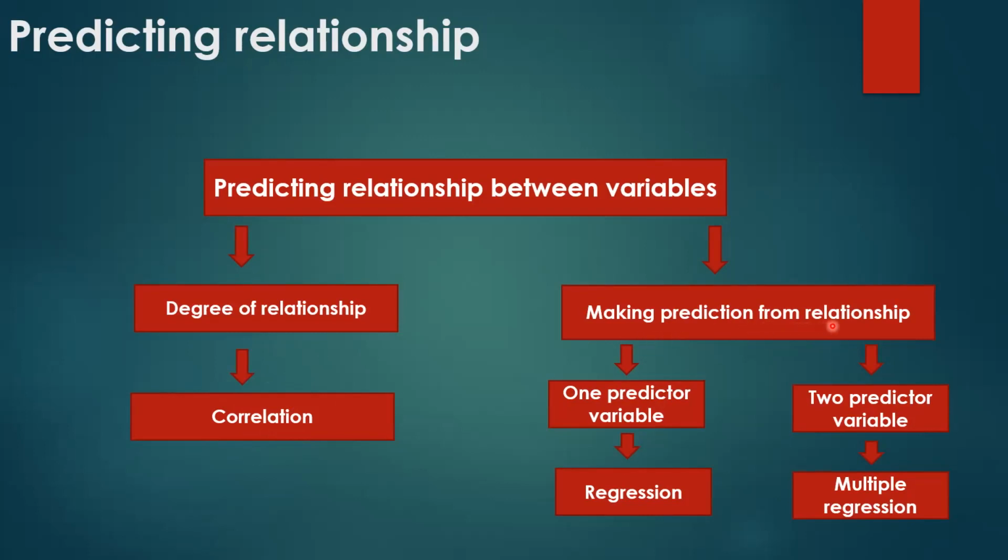Then we have making predictions from relationship. So we have one predictor variable, or we have two predictor variables. Okay. And remember, one predictor variable is one independent variable. Two predictor variables could be two independent variables. Sorry. So it could lead to multiple regression. Multiple regression means that you have many independent variables, so it will be two or more. Okay. Then you can use a simple regression when you have one predictor variable.